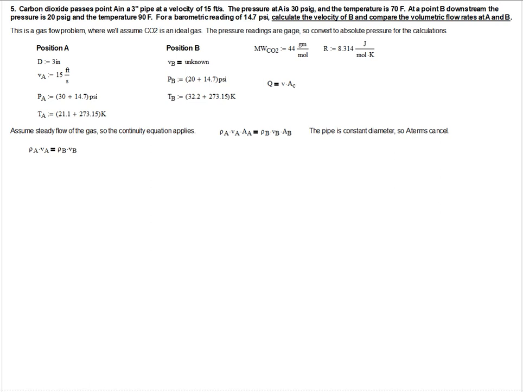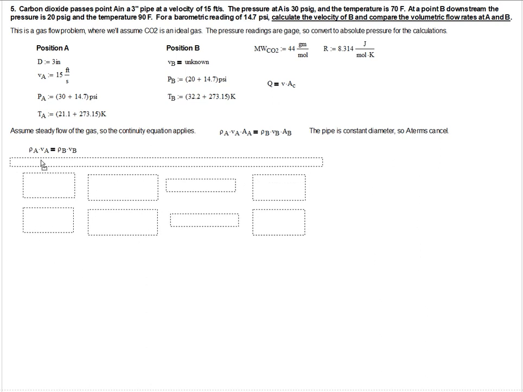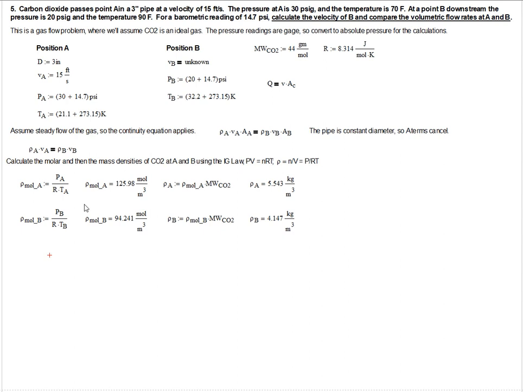So the first thing we will do is calculate the molar density, and then we will convert that to mass density. And so I've done that here. The ideal gas law says PV equals nRT. So the molar density is equal to n over V, which is equal to P over RT. And so we do that for position A and for position B. At position A, we get a molar density of 125.98 moles per meter cubed. We multiply that by the molecular weight, and we get a mass density of the CO2 at position A.